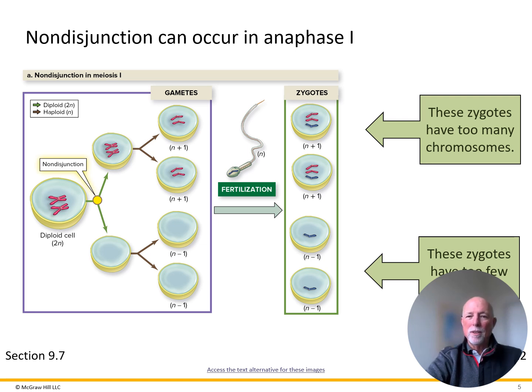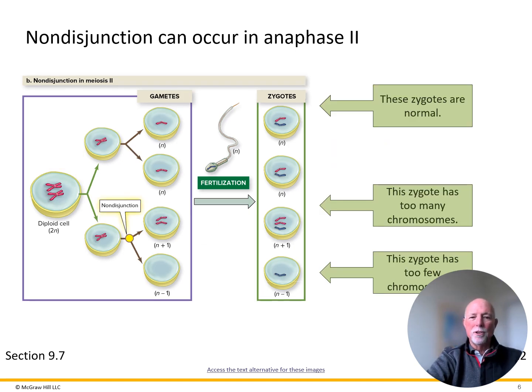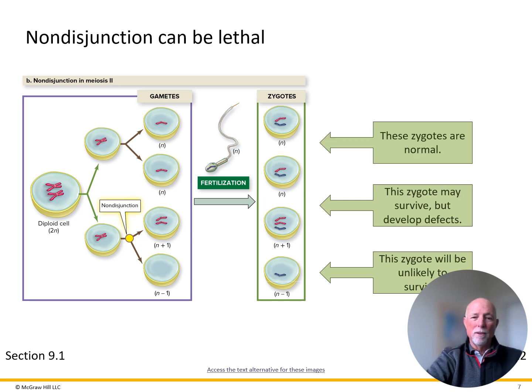The resulting zygote after fertilization will have abnormal numbers of chromosomes. We call this aneuploidy, and this is a result of non-disjunction. It can occur in anaphase 2 as well, resulting in abnormal numbers of chromosomes. It can be lethal. In fact, if it occurs on some of the larger chromosomes, it tends to be lethal. The larger the chromosome, the more genes, the more information. But with some of the smaller chromosomes, abnormal numbers of chromosomes tend to survive.